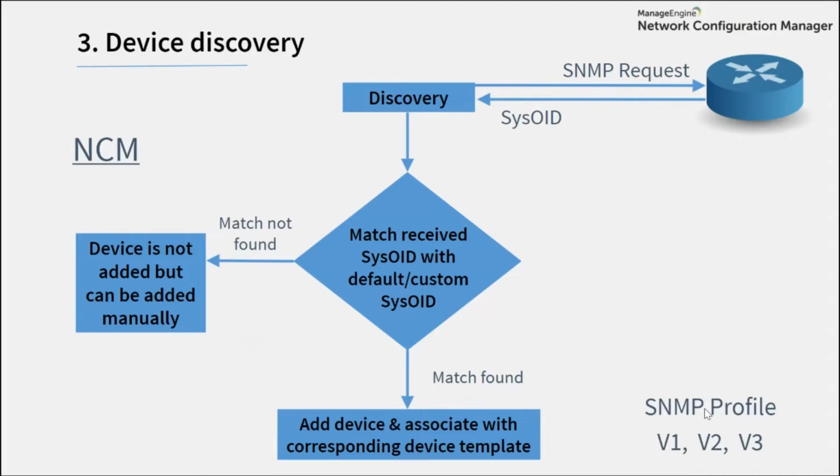The discovery engine first sends an SNMP request to the device, and the device responds by sending the sysobject ID of the device back to the discovery engine. So if a match is found between the sysobject ID and the sysobject ID in the existing database, it is immediately added to Network Configuration Manager, and the corresponding device template is associated. If a match is not found, the device will not be added, but you can add it manually later. I'll be showing you how to do this.